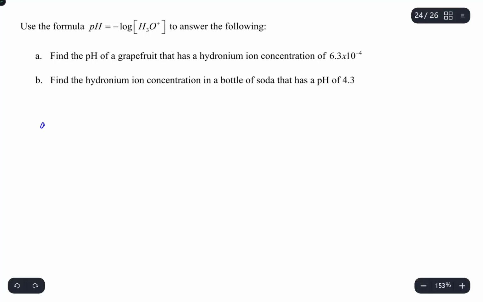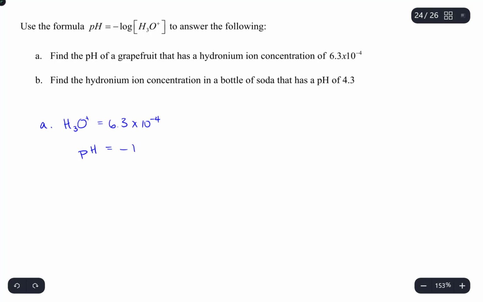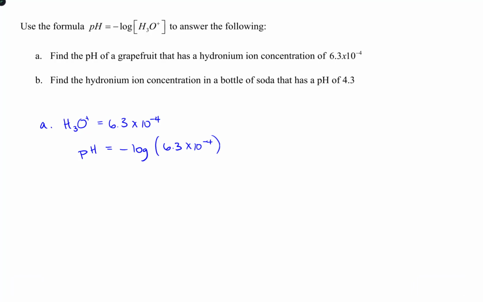So in part A, if the hydronium ion concentration is 6.3 times 10 to the negative fourth, then to change that into pH, all we need to do is calculate the negative common logarithm of that value. So 6.3 times 10 to the negative fourth. And the calculator can do this for us just fine.